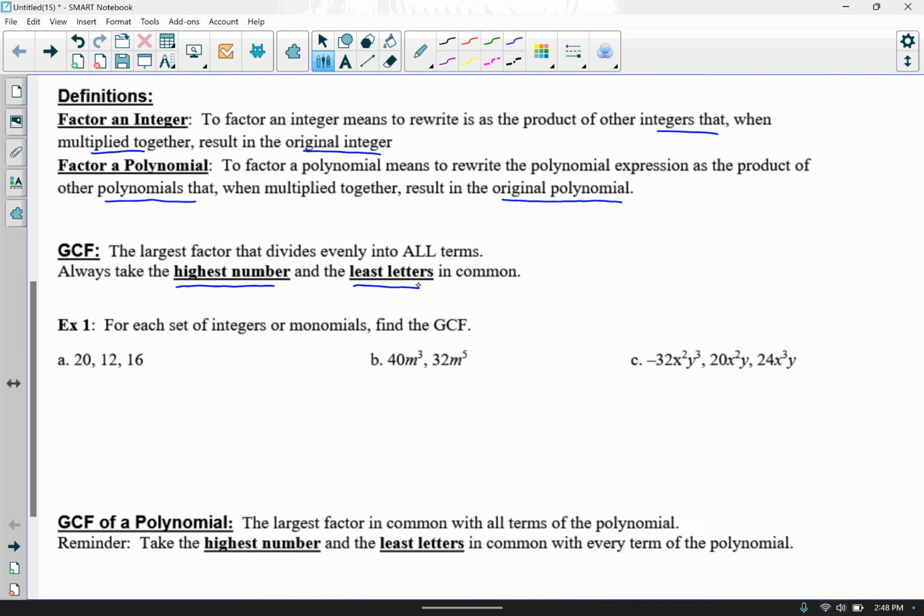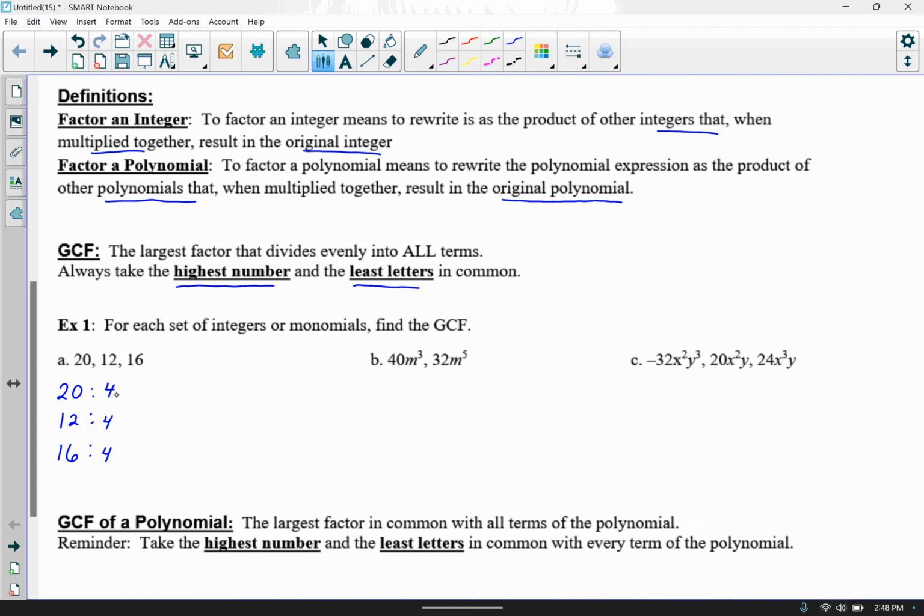Highest number, least letters. So example 1, I'm going to do A and B with you and let you try C on your own, okay? So in letter A, I'm trying to figure out what's the highest number that 20, 12, and 16 all have in common. Here's a way to get you started. Some of you might look at it and say, oh, automatically you know what that number is, okay? I'm going to start with the value of 4, because I can definitely tell it. I know 4 will go into all of those, and then I'll show how we can see if we need to go any further. So I'm going to put a 4 with all of these.